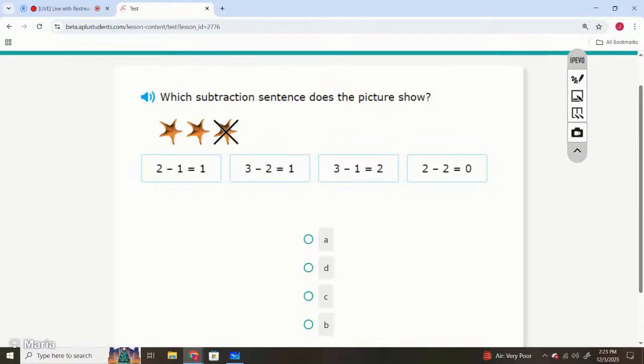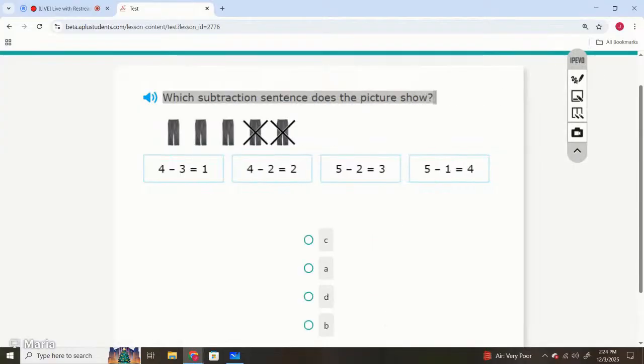Which subtraction sentence does the picture show? We have three of the stars, right? One of them is crossed out, so we are left with option number C is the correct option. That is 3 take away 1 is 2.